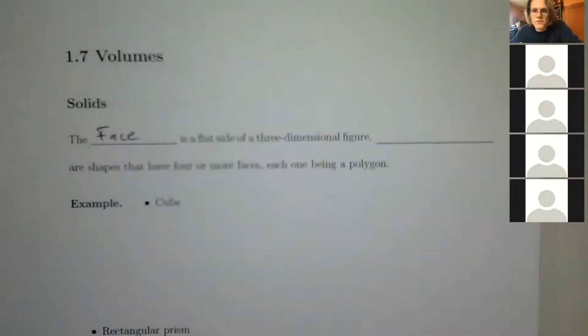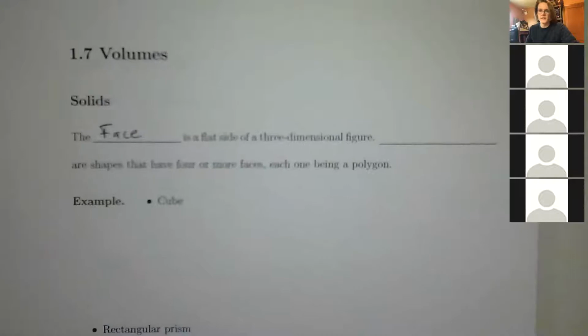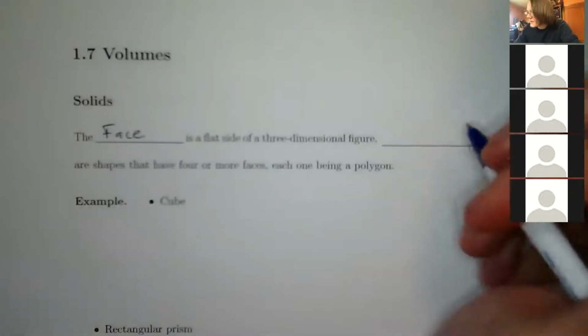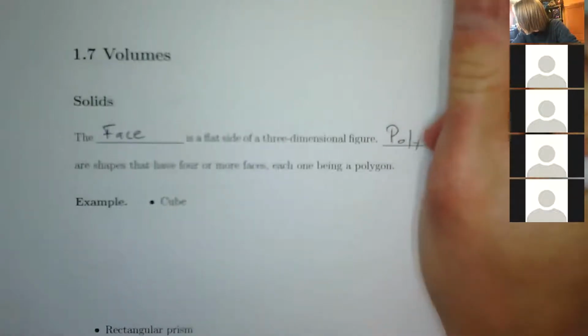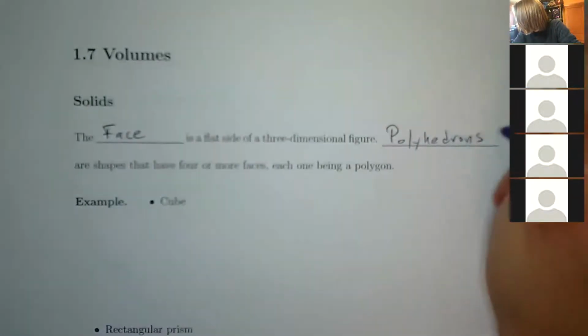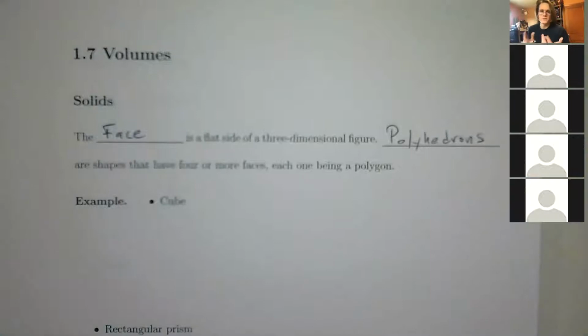Anyway, a face is a flat side of a three-dimensional figure. We'll draw some examples and I'll show you what I mean. Polyhedrons are shapes that have four or more faces, each being a polygon.